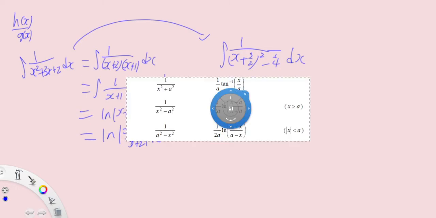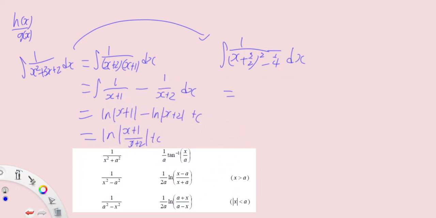Then this would be the 1 over 2a form. So a is half, because 1/4 is a squared, so a is half. So 1 over 2 times half is 1, so I can ignore that. Then ln|x minus a|, so I have x plus 3 over 2 minus half, which gives me back x plus 1. Then x plus a, so x plus 3 over 2 plus half, so I get x plus 2. Then obviously I take the modulus, then plus c. So either way works, it doesn't matter which you choose.